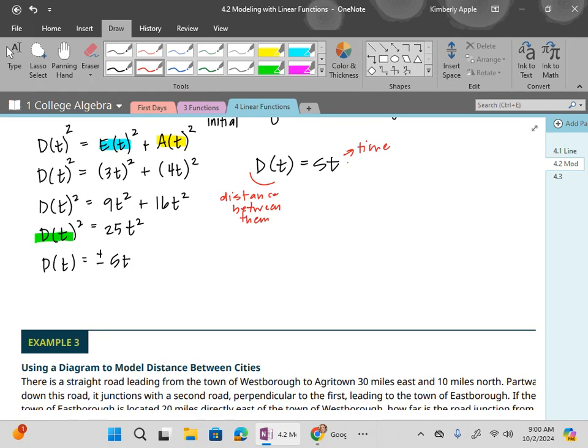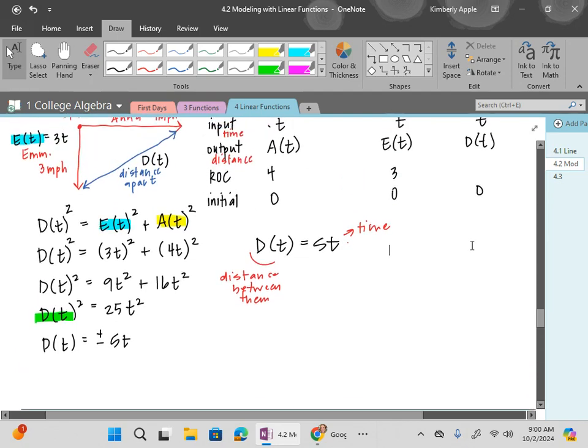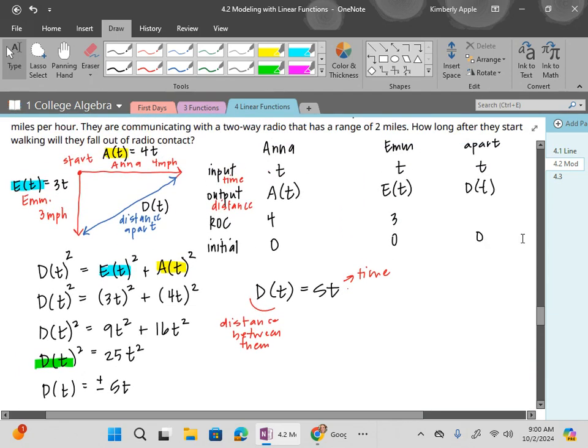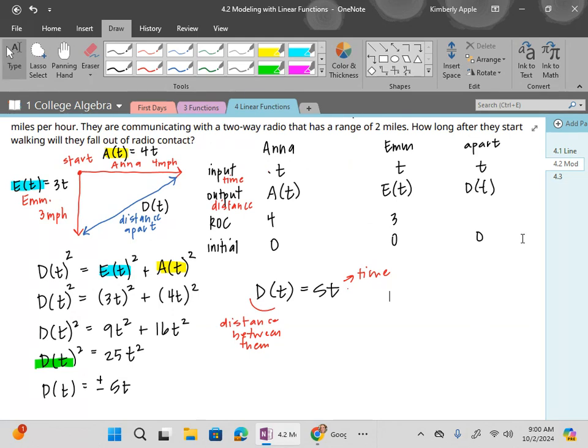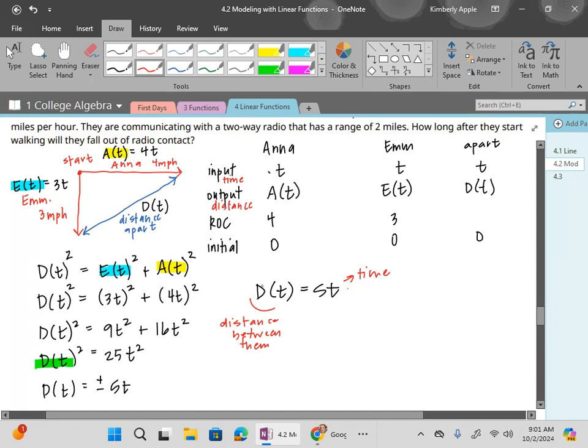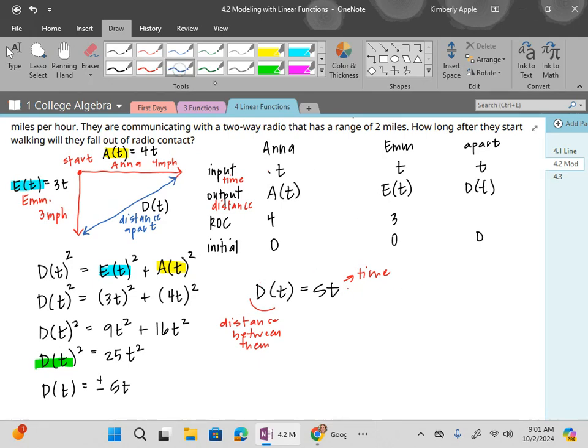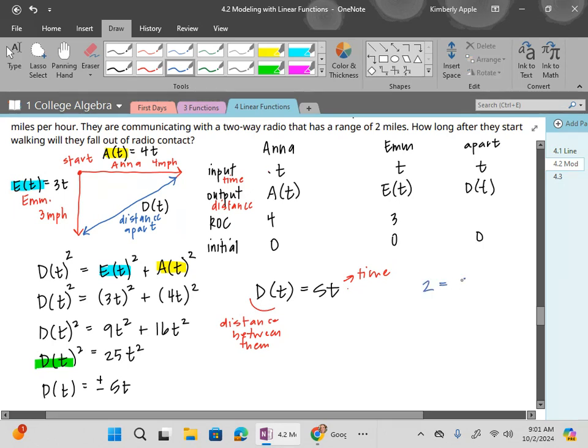So let's go back now and re-look at what the question is asking. How long after they start walking will they fall out of radio contact? How many miles apart do they need to be to fall out of radio contact? 2. So the distance needs to be 2. And the question is, how long? That's when. That's a time. Right? Does that make sense? Okay. So the distance I'm interested in is 2. And I would like to solve for the time associated with their distance being 2.